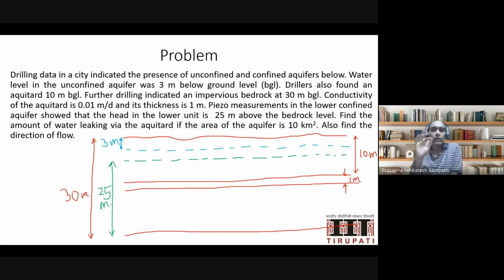Now comes the first question. Find the amount of water leaking via the aquitard. Before we get to that, let's solve the last problem of the last part of the question. Also find the direction of flow. So what would the direction of flow be? Upwards or downwards? Through the aquitard, there's some water leaking. Will it leak upwards or will it leak downwards? That's the question.